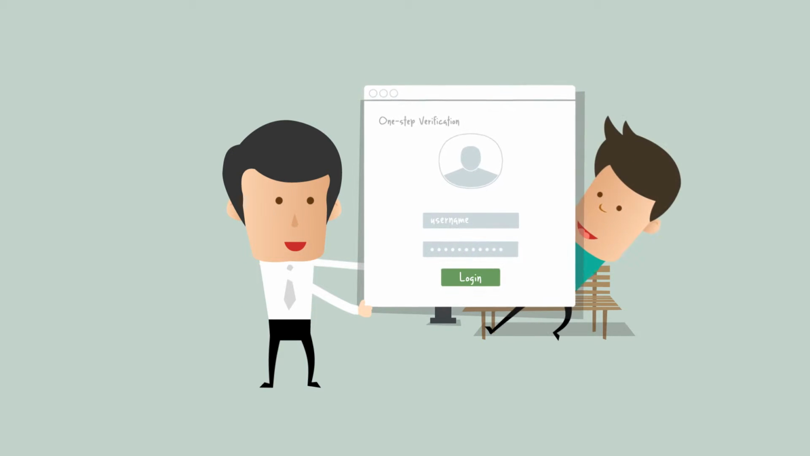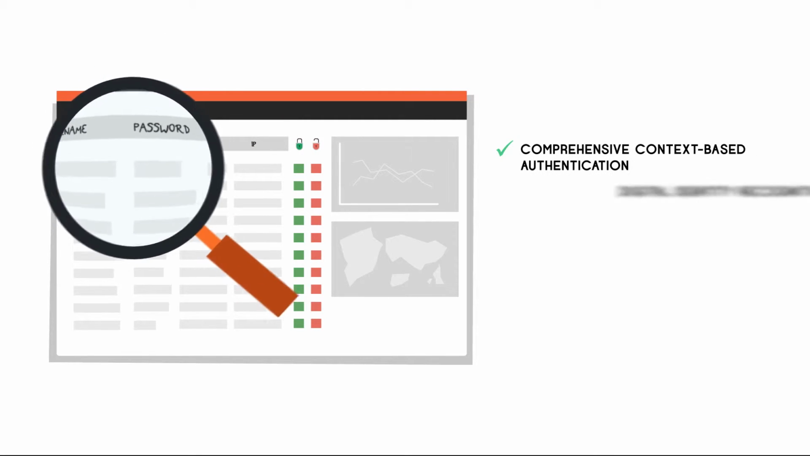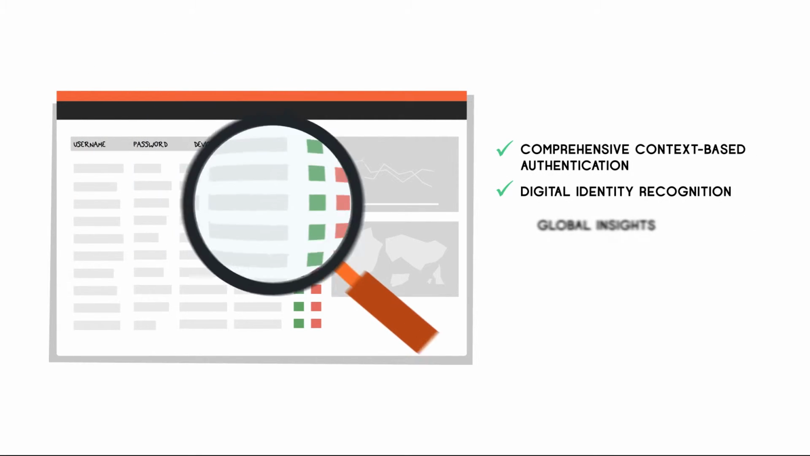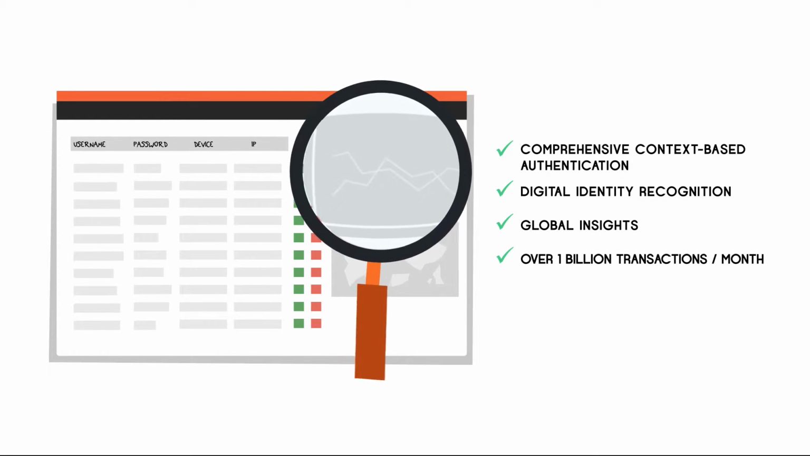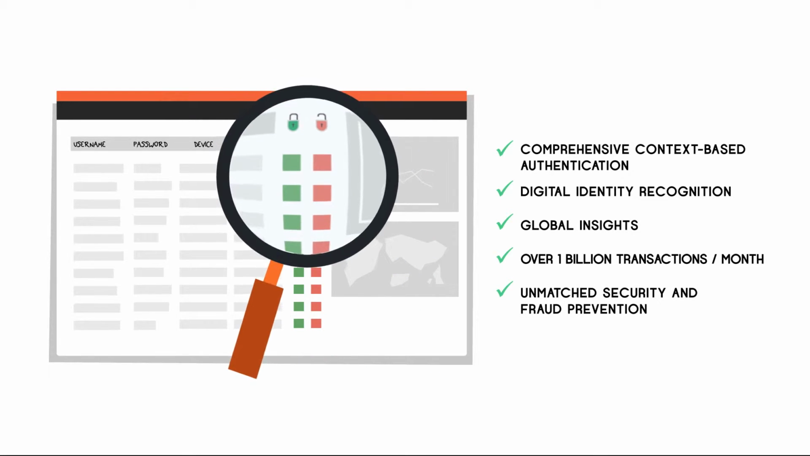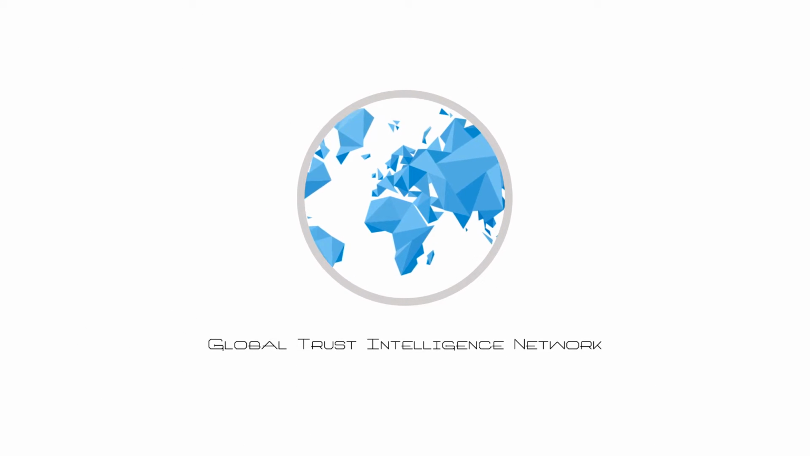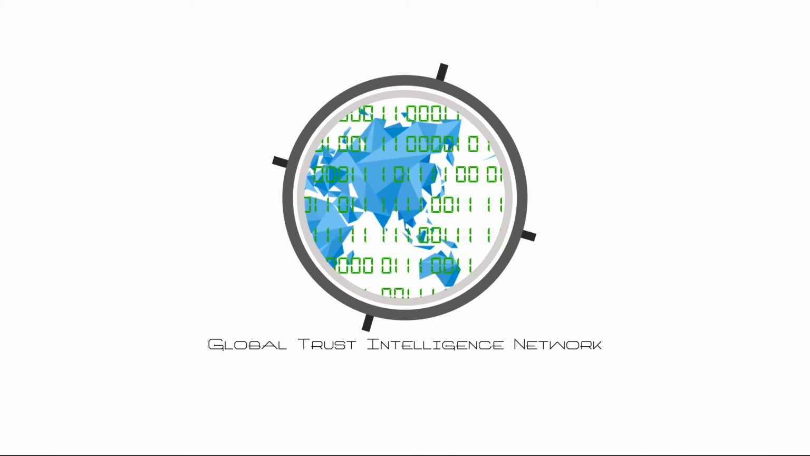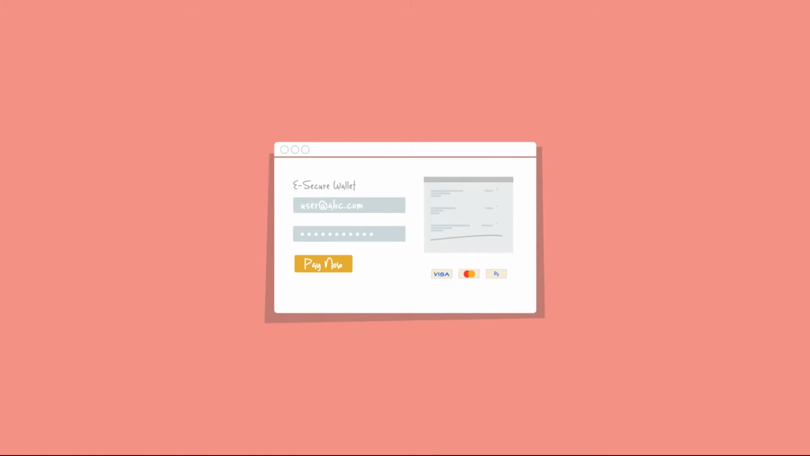Simplify customer authentication. What if there was a platform that provided comprehensive, context-based authentication and digital identity recognition, leveraging insights from a global network, analyzing over 1 billion transactions every month to deliver unmatched security and fraud prevention? Introducing ThreatMetrix. Our global trust intelligence network correlates facts about consumers, either engaging on websites, creating new accounts, logging in or paying for goods online.